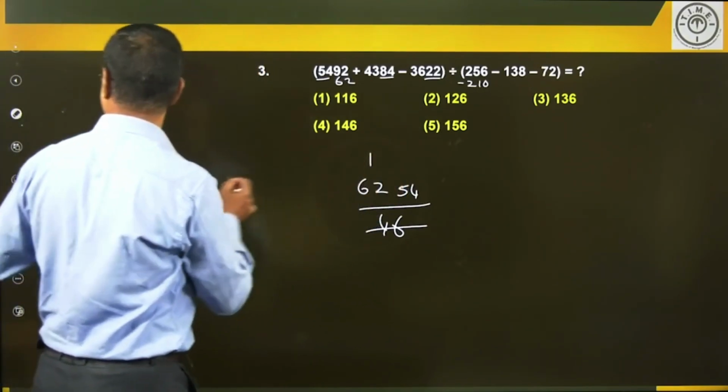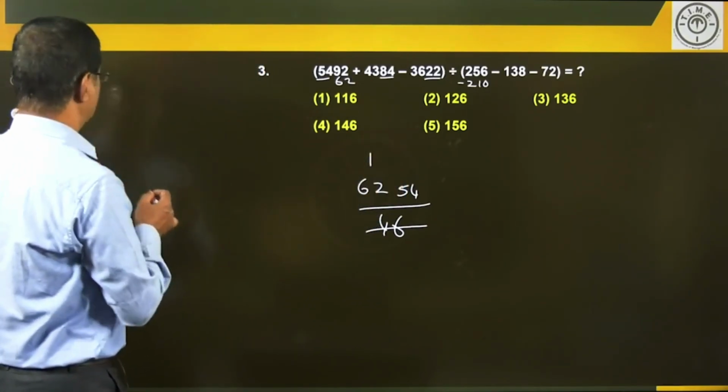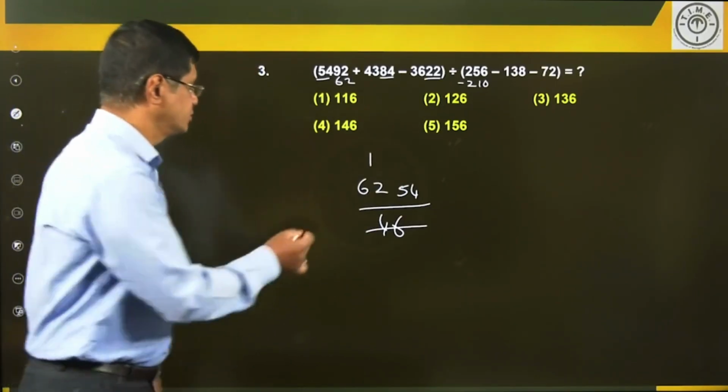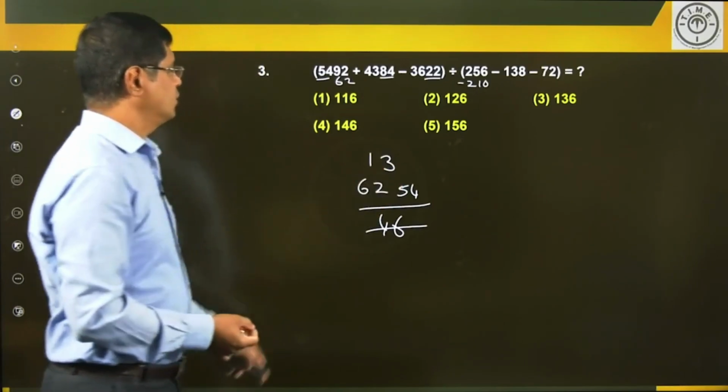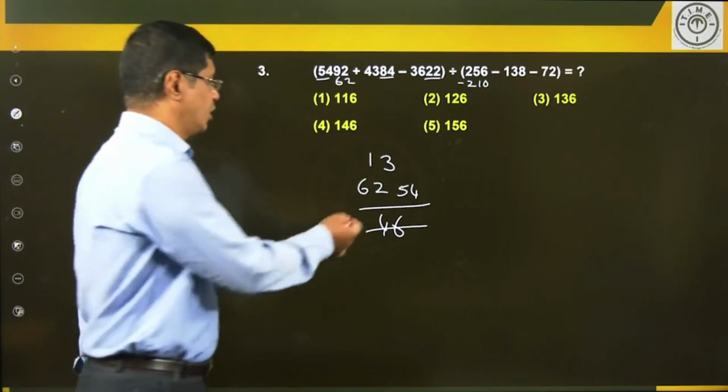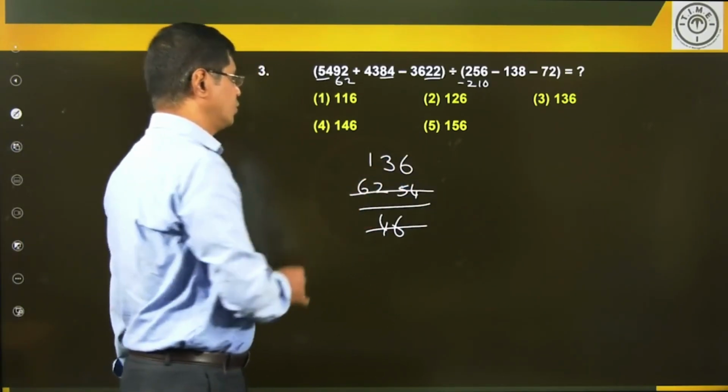So 3 times. So what is 3 times 46? 120 plus 18, 138. So 3 times. Now starting with 13, what is the right choice? Option number 3. So the remaining value goes 6 times. So what is the result?